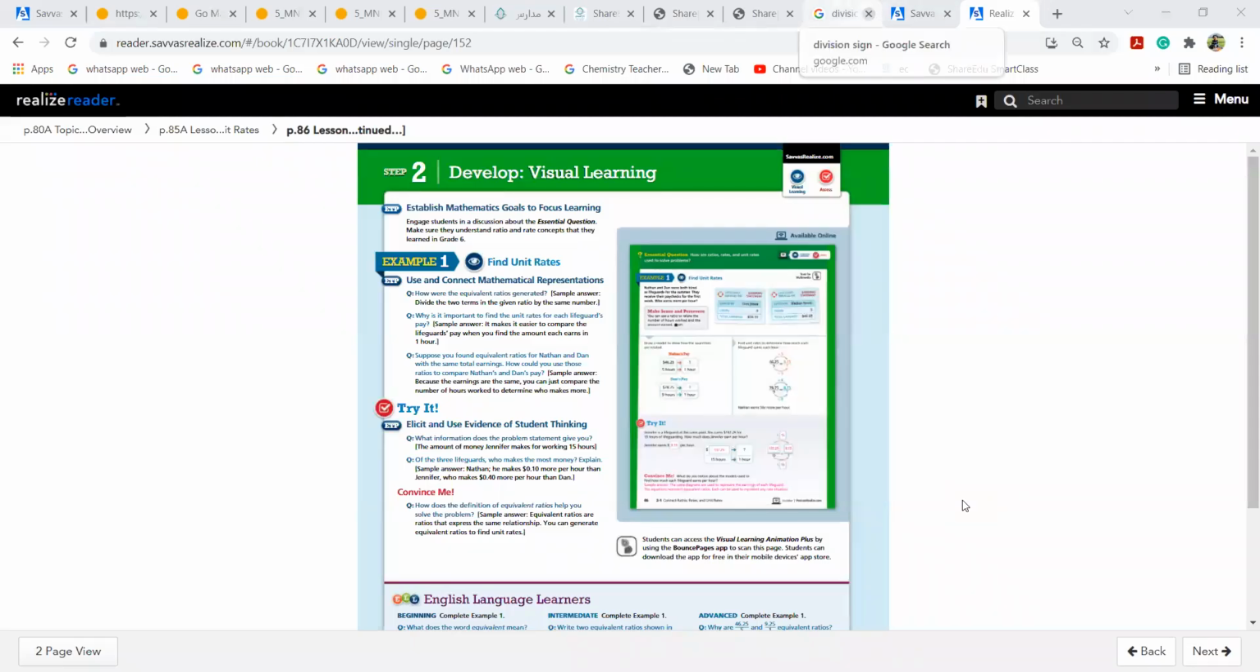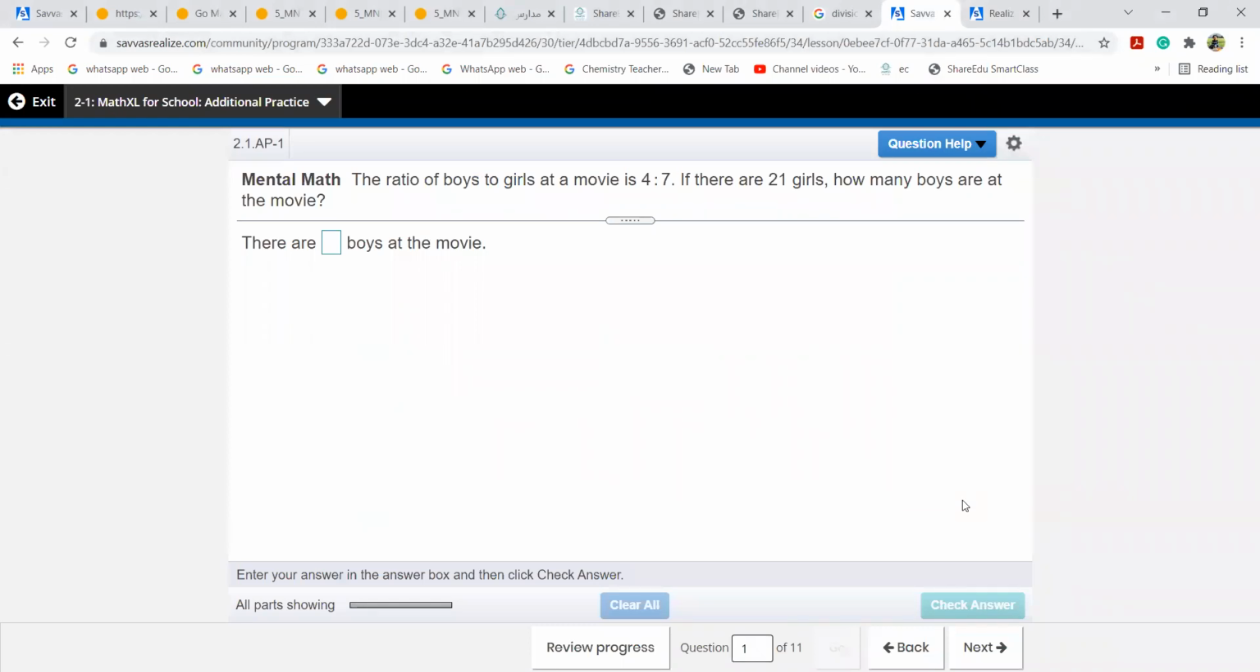Now, the ratio of boys to girls at a movie is 4:7. Like for example, if I decide to make a table of boys and girls, for every 4 boys you have 7 girls, okay? So if there are 21 girls, how many boys are there?